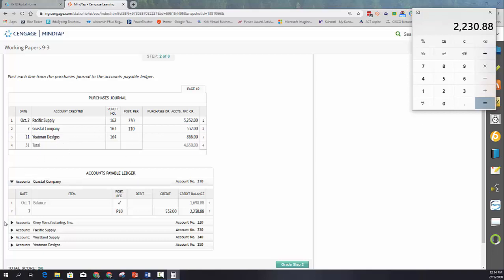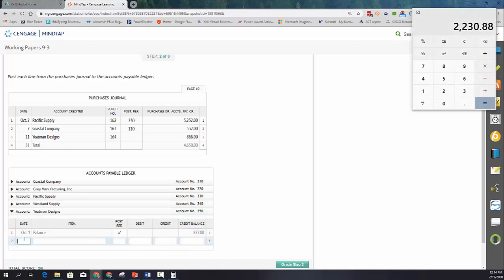Now I'm doing line 3, Yeatman Designs. That's a fun one to say. Date is going to be the 11th. Nothing goes in the item column. P10 goes in my post reference. We're going to credit Yeatman Designs $866. It previously had a balance of $877 plus $866, so its new balance is $1,743. I take account number 250, goes back up on top. So when I post individually from my purchases journal, I start at the top and I work my way down. So we can assume that we have all of them posted individually.